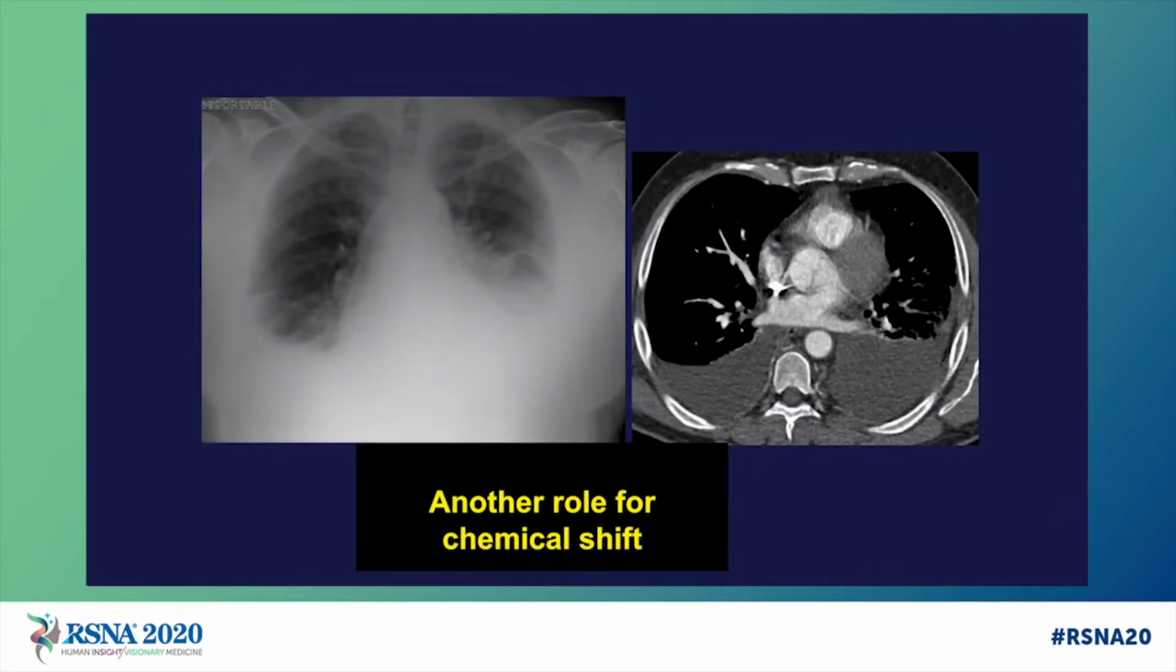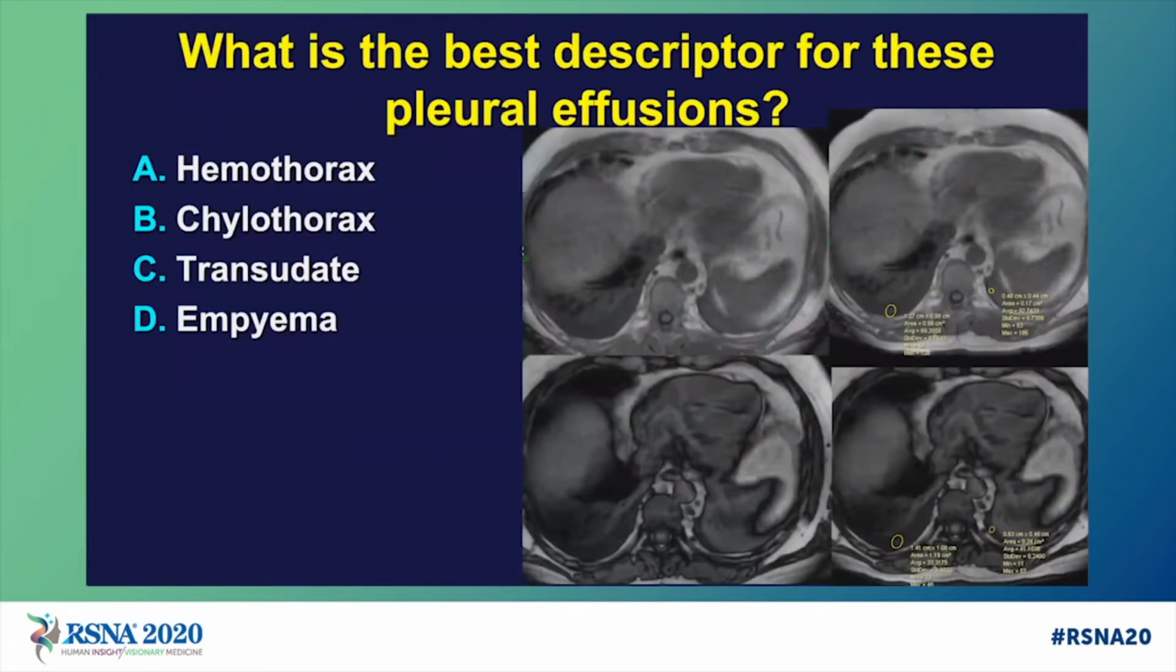What about another role for chemical shift artifact in the chest? This was a gentleman who was stung by a bee in the left supraclavicular fossa. After surgical exploration, he developed bilateral pleural effusions, as in this case. There was also an incidental lesion within the liver that prompted an MR. And on the MR images, we had in and opposed phase imaging through these pleural effusions.